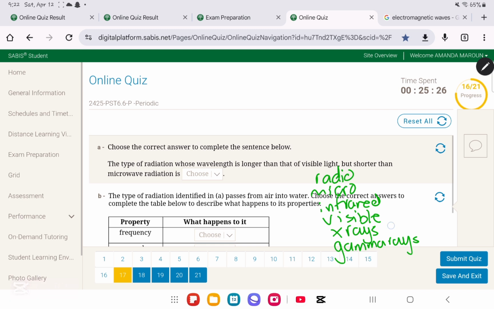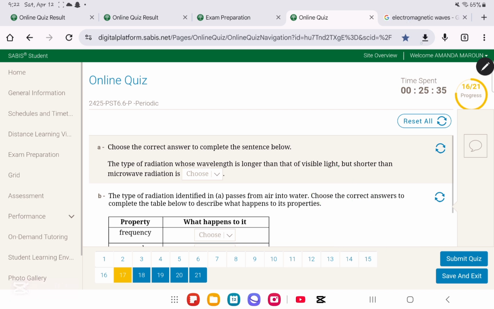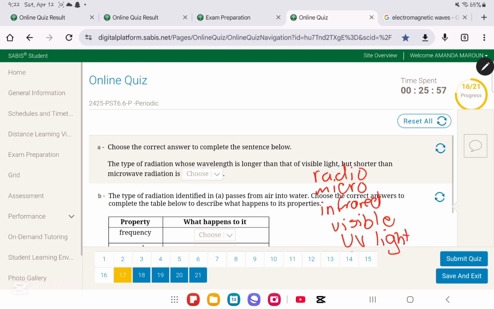rays. I think I may have forgotten over here to put that it is ultraviolet light, which is after the visible. So again, if I want to do it again, it would be radio waves, microwaves, infrared, visible light, I forgot again, UV light, X-rays, and then gamma rays, okay? So please remember this order.